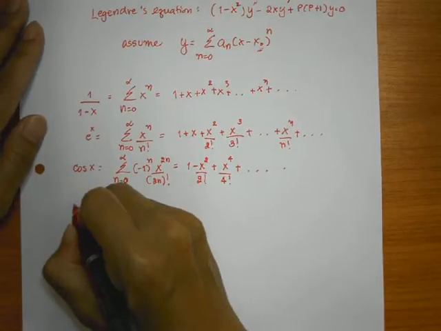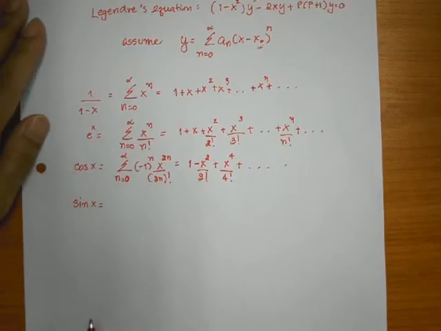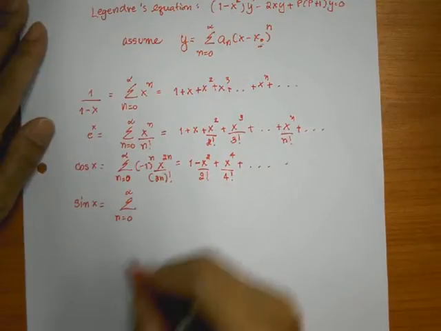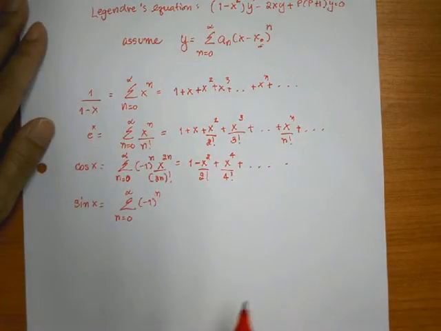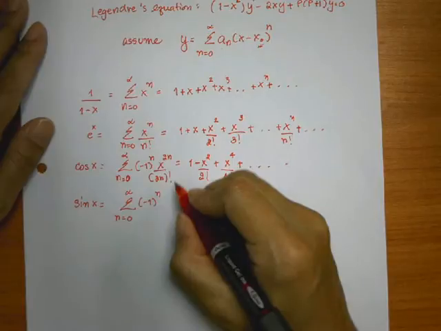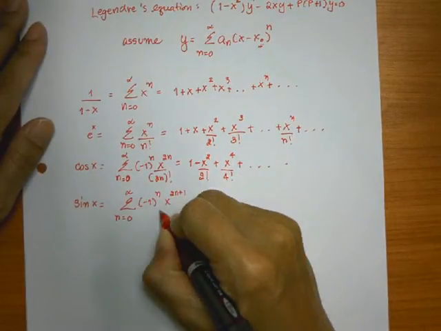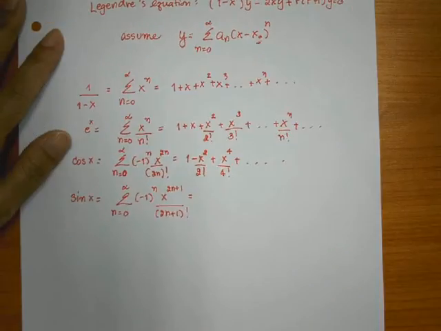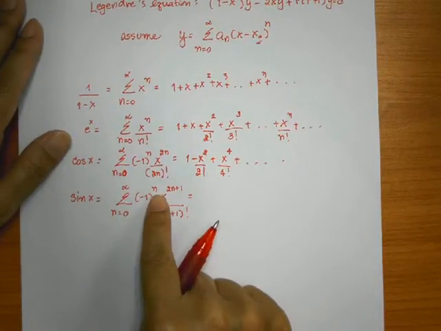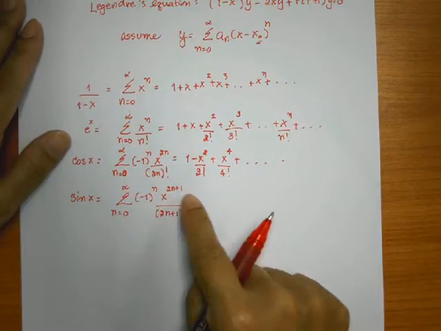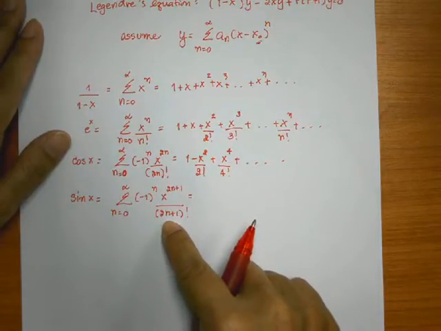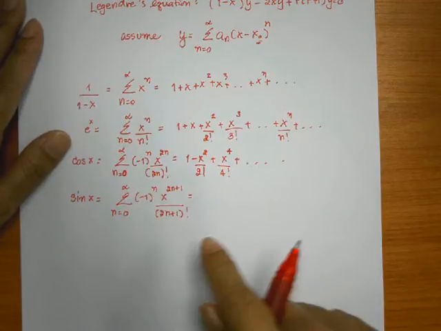And if you have sin x, you would get the summation n equal to 0 to infinity again of minus 1 to the power n times x to the power 2n plus 1 divided by (2n plus 1) factorial. If you put n equal to 0 there, you would get x to the power 1 divided by 1 factorial, which is equal to 1. So the first term you would get is x.